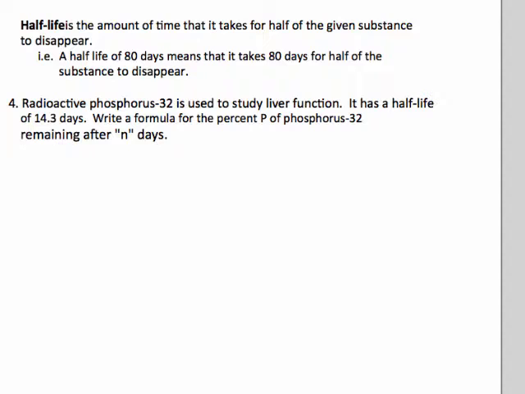Another example, half-life. In chemistry or biology, you've probably talked about this, at least the concept of it. Half-life is the amount of time that it takes for half of a given substance to disappear. Okay, so for example, a half-life of 80 means that it takes 80 days for half of the substance to disappear. Example, we have radioactive phosphorus-32, and it has a half-life of 14.3 days. So after 14.3 days, half of my starting quantity goes away.